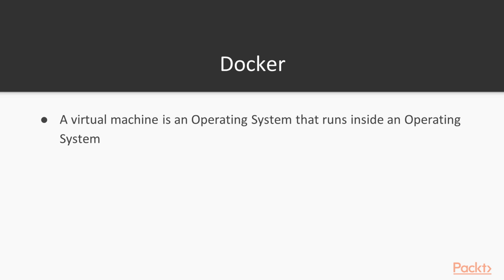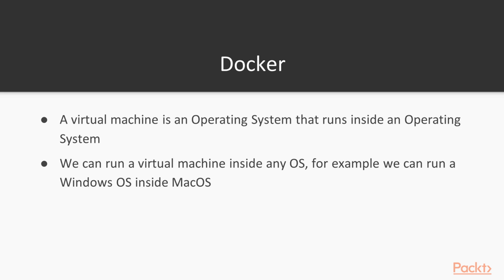So in order to understand what Docker is, we need to understand what a virtual machine is. A virtual machine is an operating system that runs inside another operating system. We can run a virtual machine inside any operating system. For example, we can run a Windows operating system inside a Mac operating system. Essentially, when we are running an instance of a Windows operating system inside a Mac operating system, or vice versa, that is a virtual machine. So that's essentially how that works.